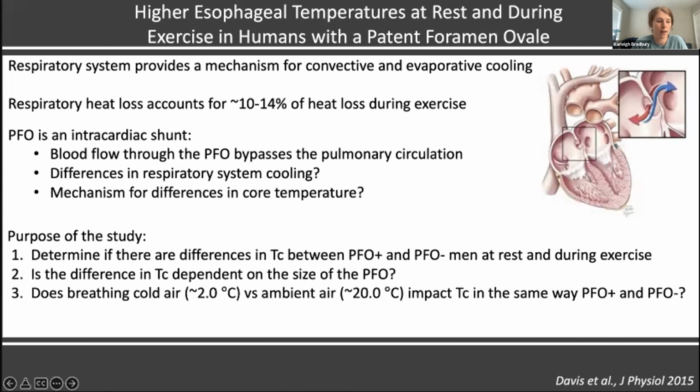And third, does breathing cold air, approximately 2 degrees C, versus ambient air, just room temperature, 20 degrees C, impact core temperature in the same way in both PFO positive and PFO negative men? The thought behind breathing the cold air is that if the PFO positive subjects have less respiratory system cooling due to blood being shunted from the right side to the left side, they'll have less blood coming in contact with this cold air in the lungs and may be able to maintain their core temperature.